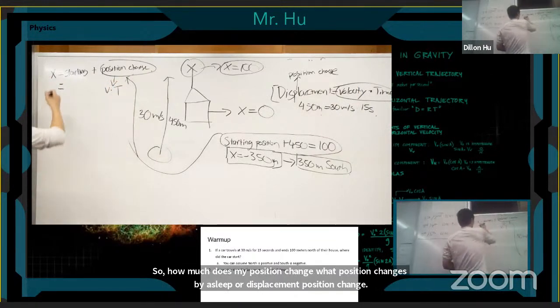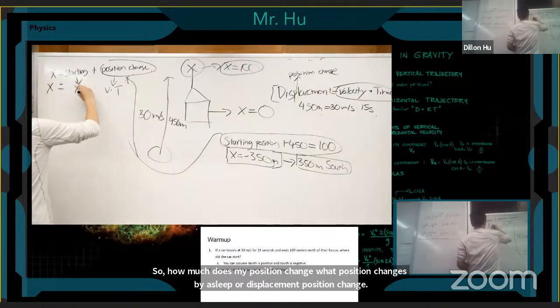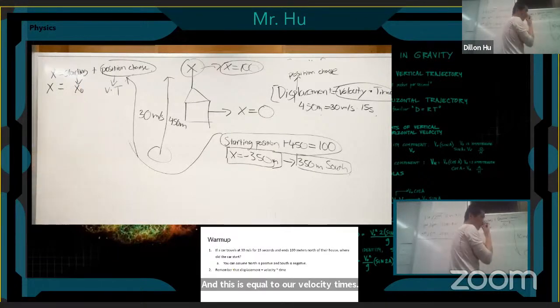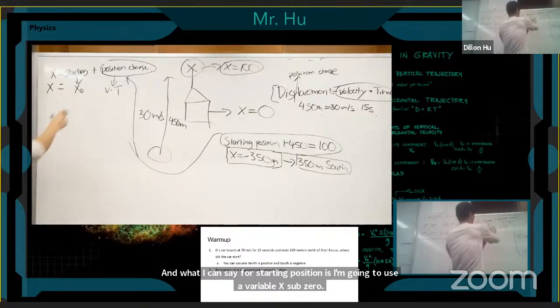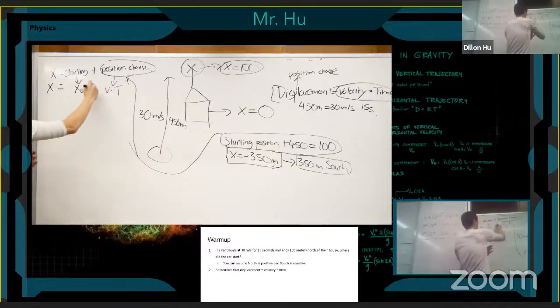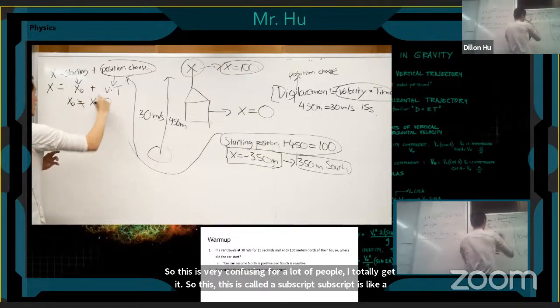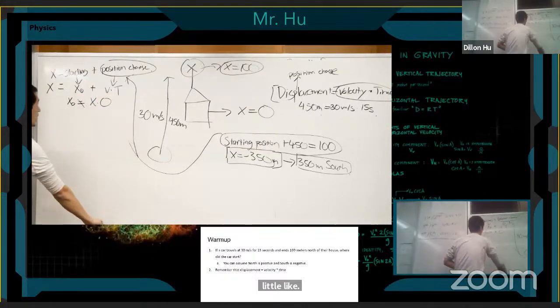And for our starting position, I'm going to use the variable x sub 0. This is very confusing for a lot of people, and I totally get it. This is called a subscript. A subscript is a little zero, not a big zero, and it's a way to tell us more about this particular variable. So x sub 0 is not the same thing as x times 0. It's like a label that tells us something.